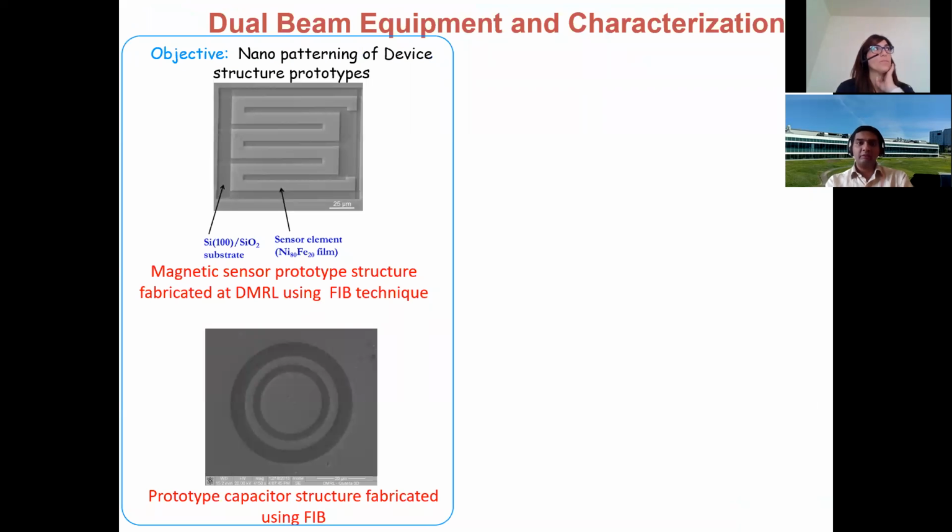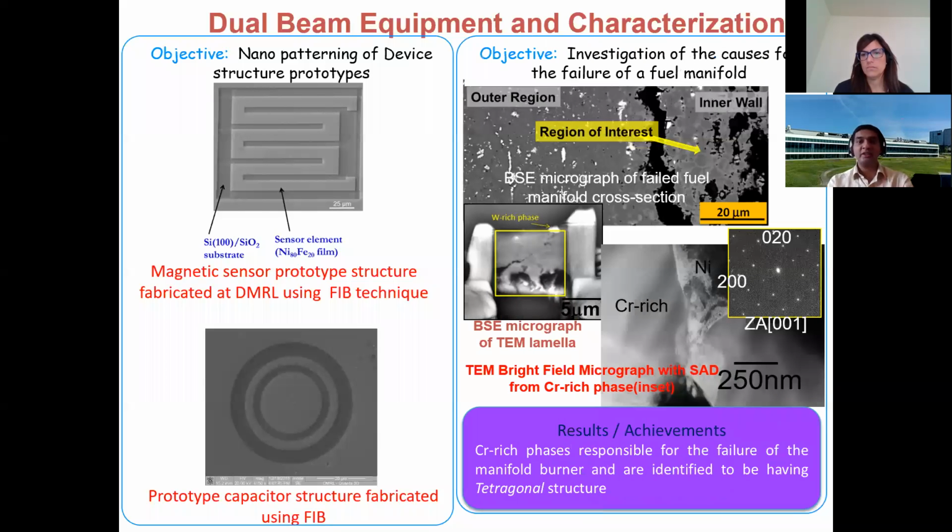The other things that I've been working on are nano patterning of device structures or prototypes. This is one magnetic sensor that we did at DMRL, and this prototype was fabricated using the ion beam. This is one simple capacitor structure that was fabricated. So in all, this is one application, prototyping. The other, which I mentioned, is critical samples, TEM studies which are very site specific. Then for brittle samples, this is another example, again very site specific.